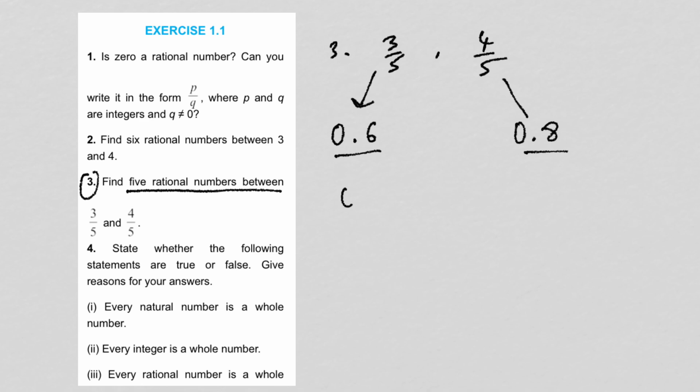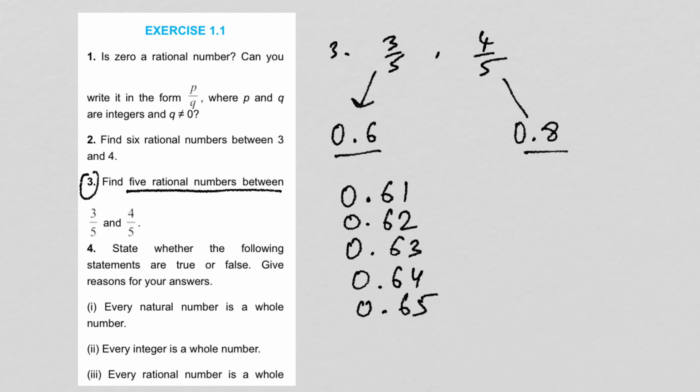What can it be? It can be 0.61, 0.62, 0.63, 0.64, 0.65, and so on. There can be numerous rational numbers between any two given numbers. It can be even bigger, even more numbers can be inserted between these two numbers.